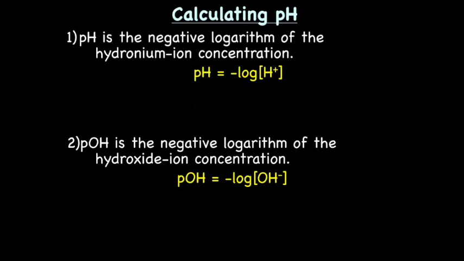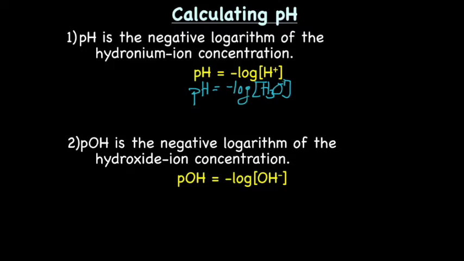Now let's talk about calculating pH. pH is the negative logarithm of the hydronium ion concentration. And the formula for pH is pH equals negative log of the concentration of H plus, or pH equals the negative log concentration of H3O plus. Remember, in this case, H plus and H3O plus are interchangeable because an acid loses an H when it's put in water, and that H goes and hooks up with a water molecule to make H3O.